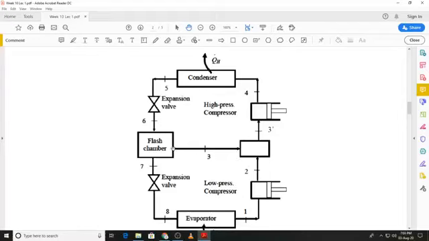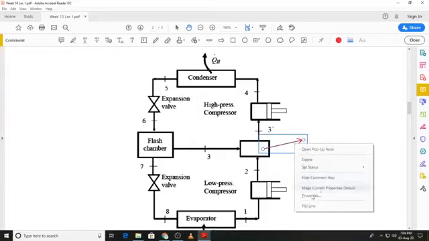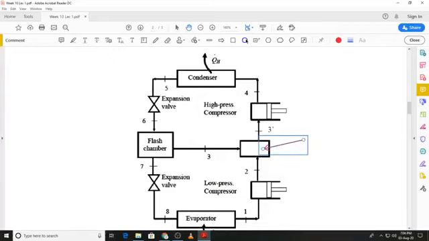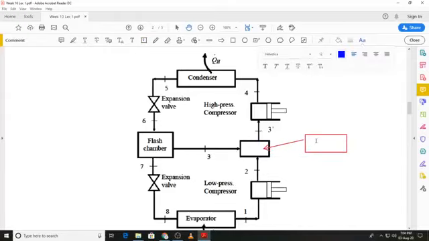So now the vapor coming from the flash chamber at state 3 and the compressed vapor coming from the low stage compressor, they can be mixed in this mixing chamber. So what we have over here is actually a mixing chamber, and we can identify that.